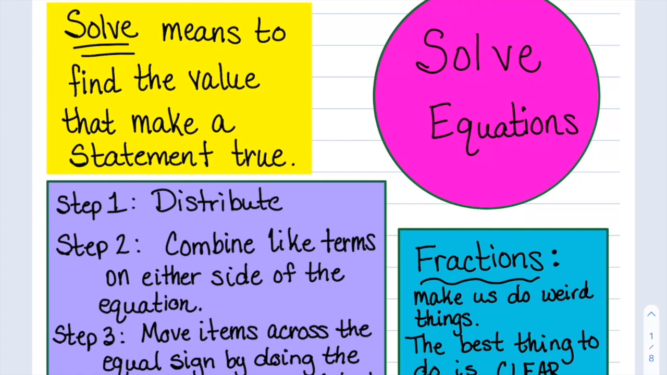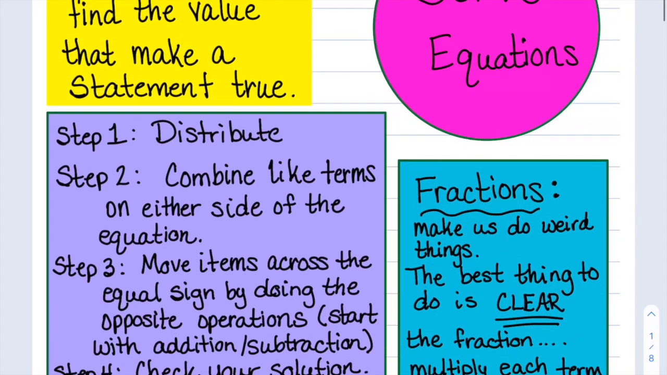We're going to dive into solving equations, and this first sheet just gives you some overview of some steps and some things to remember. Solving equations is not anything new. Remember, solve means to find a value that makes a statement true. There are some steps here.